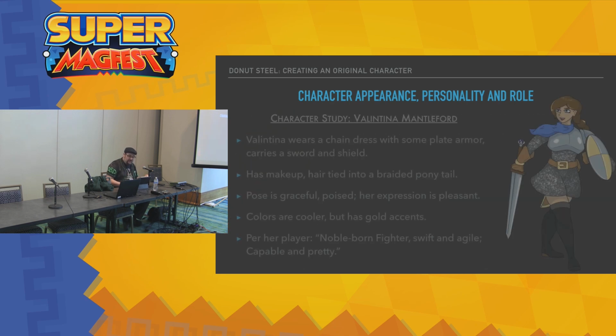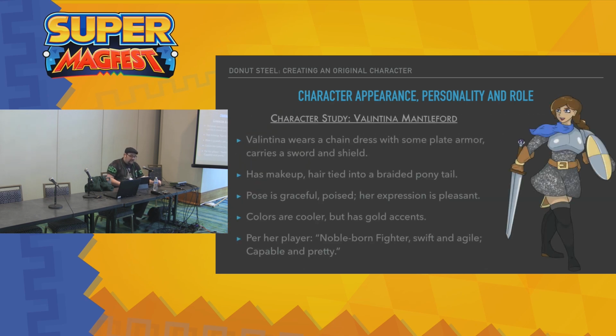Conversely, we have Valentina Mantleford. Already we have a name that sounds much more upper class. She wears a chain dress with some plate armor and carries a sword and shield. She has makeup and a braided ponytail. Her pose is graceful, poised. Her expression is pleasant. Her colors are cooler but have gold accents. Her player describes her as a noble-born fighter who is swift and agile, capable, and also pretty.